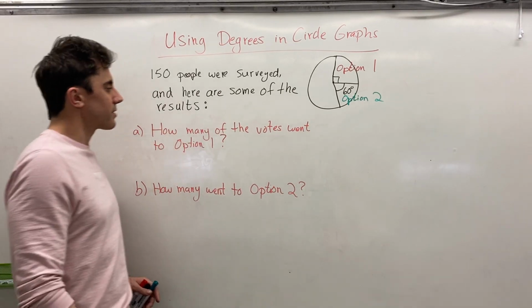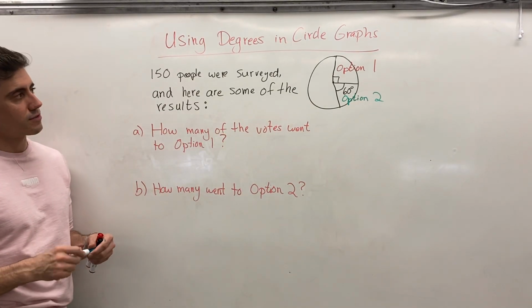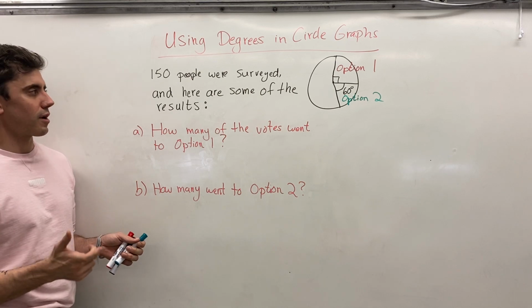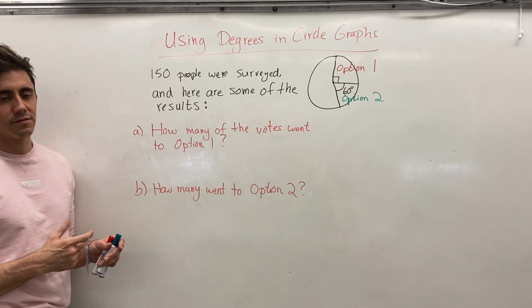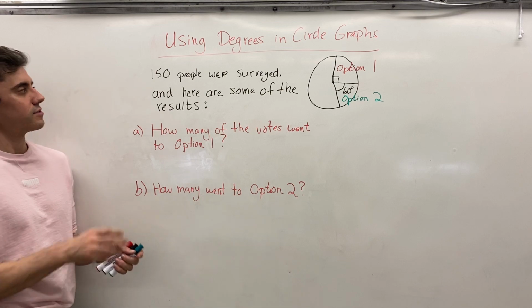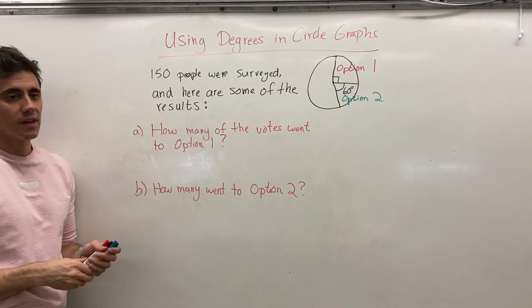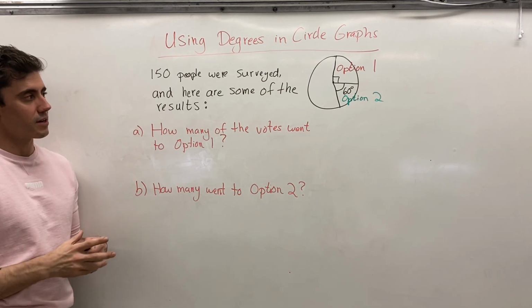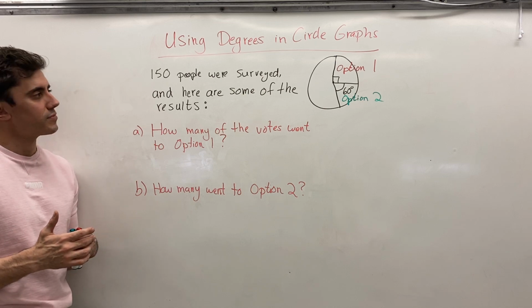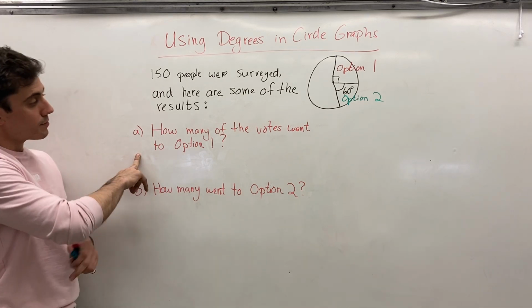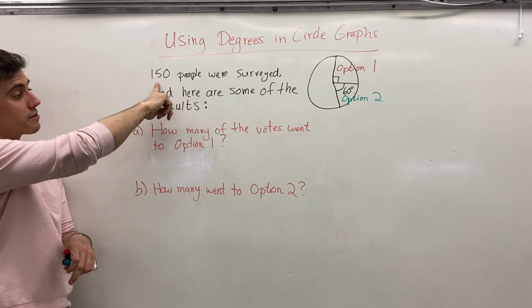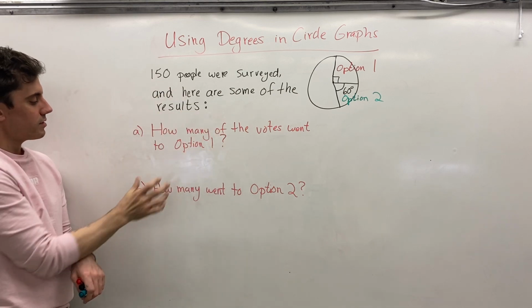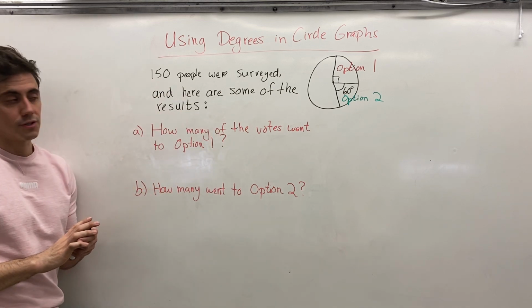Hey guys, today we're going to do a video on using degrees inside of a circle graph to get some information, okay? So here's the situation. 150 people were surveyed and some of the results are displayed on this circle graph. So question A asks us how many of the 150 votes went to option 1, and then for B, how many went to option 2.